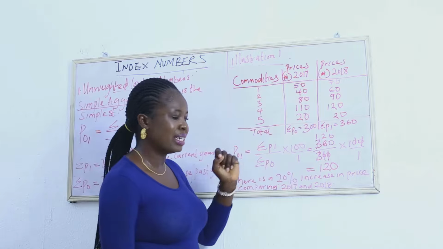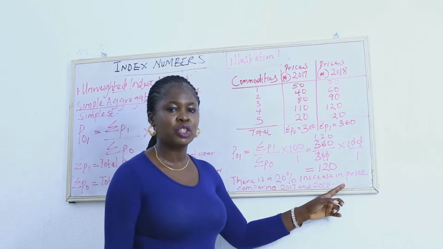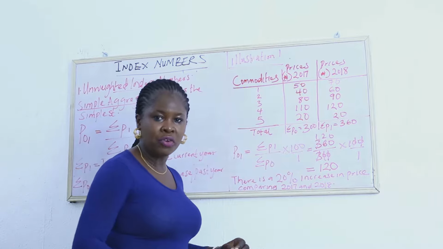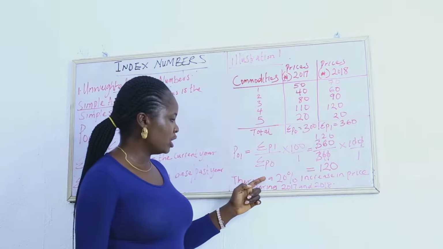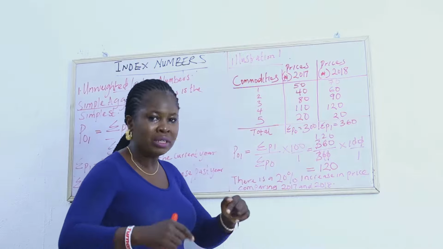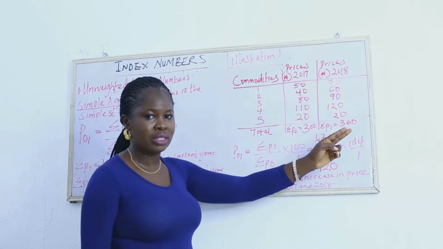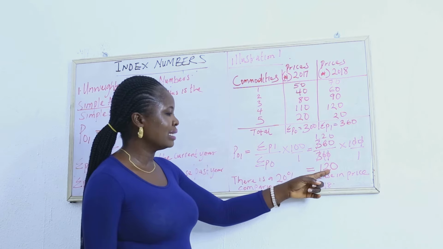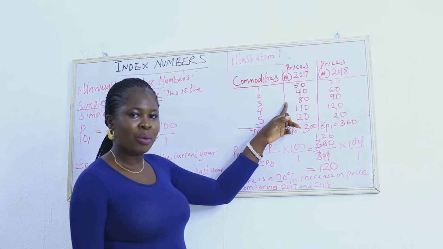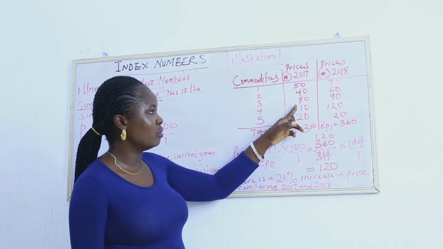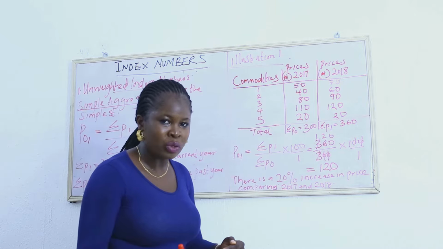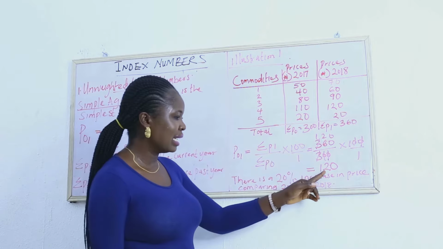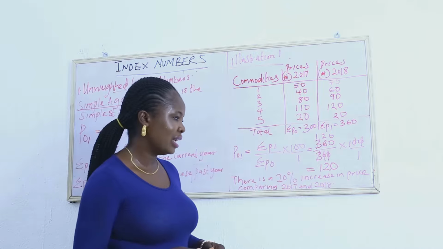Because this is in percentage, the interpretation of this result is that there is a 20% increase above the base year price. There is a 20% increase in the price of commodities comparing 2017 and 2018. I say again for better understanding that this answer means that comparing the price of commodity in 2017 to 2018, there is a 20% increase over the price of 2017, and that is why we have 120.